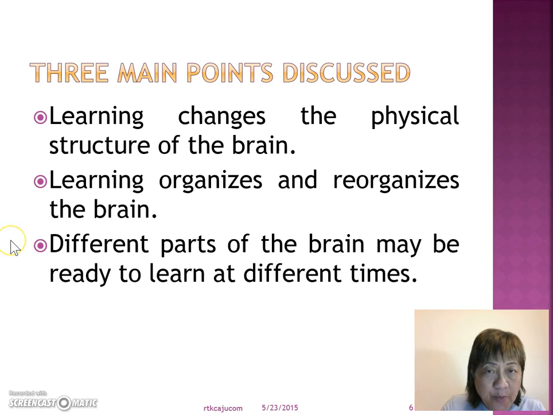There are 3 main points discussed based on the key findings from neuroscience and cognitive science. First, learning changes the physical structure of the brain. Second, learning organizes and reorganizes the brain. And third, the different parts of the brain may be ready to learn at different times.